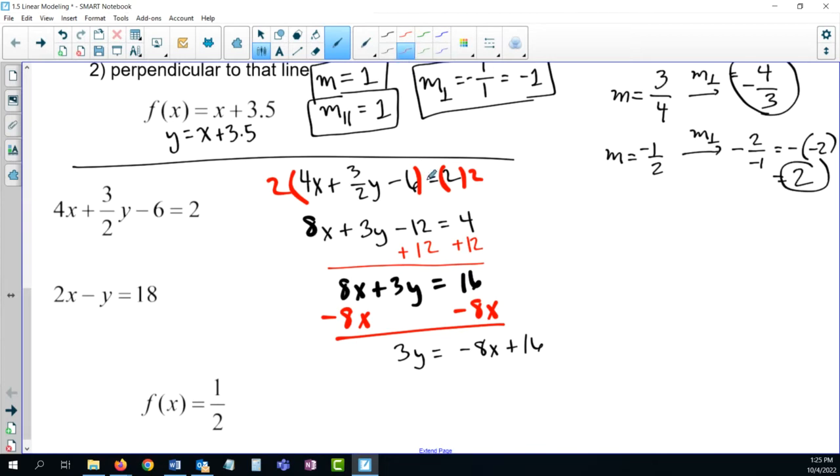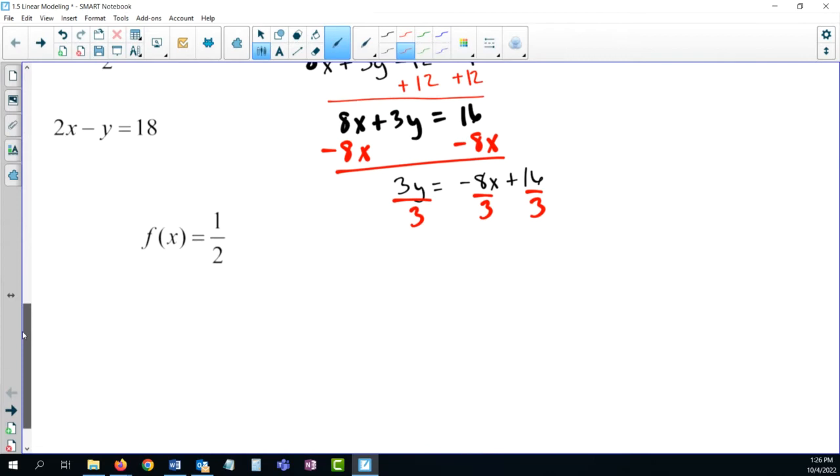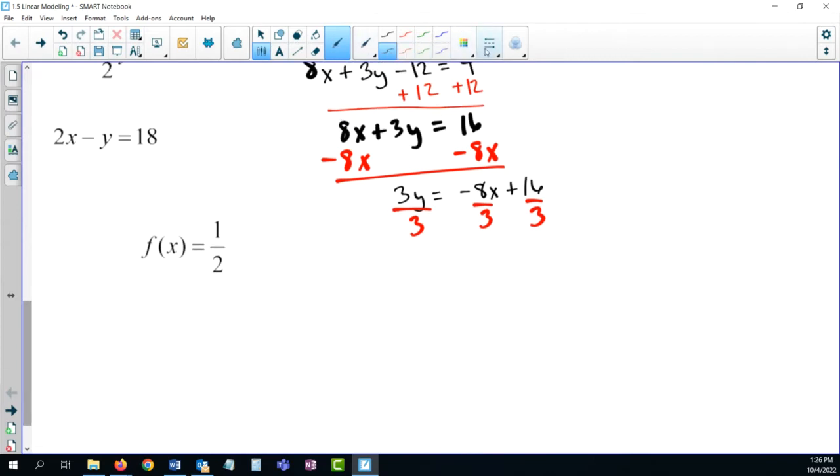Y is almost by itself. It's currently multiplied by 3. I need that 3 to go away. So I'm going to divide by 3. If I do it to one term, I have to do it to all of them. And I end up with y is equal to negative 8 thirds x plus 16 thirds.